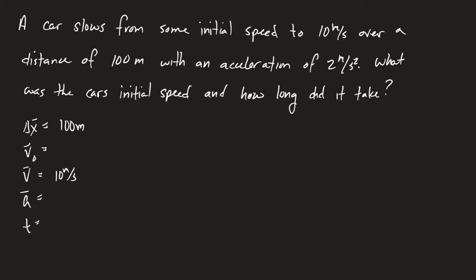But the question emphasized the word slow. You might need to interpret that. If you have decided that 100 meters and 10 meters per second are positive, and the car is traveling in a positive direction, the only way it could slow is if the acceleration were negative. It would have to oppose the direction of motion.